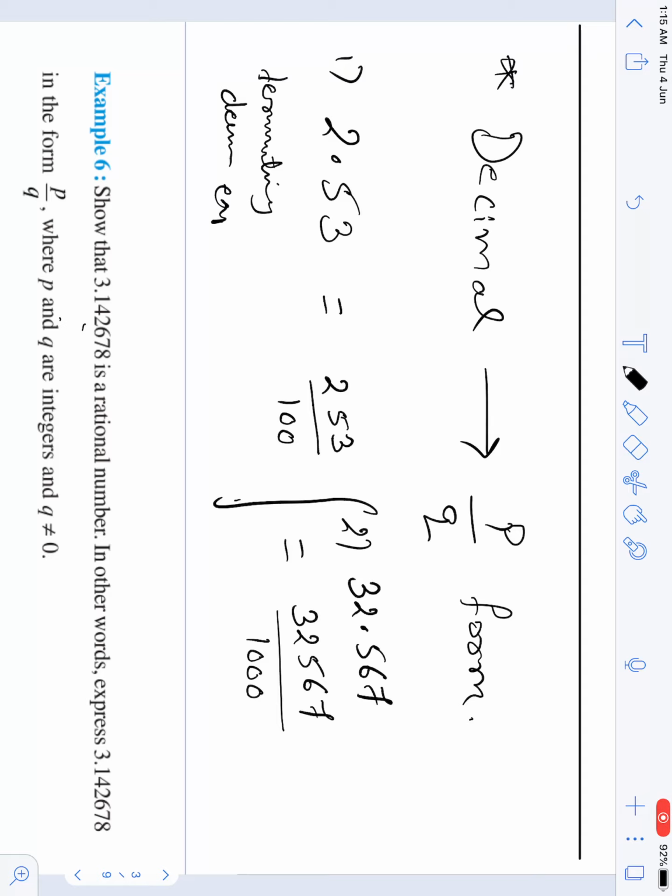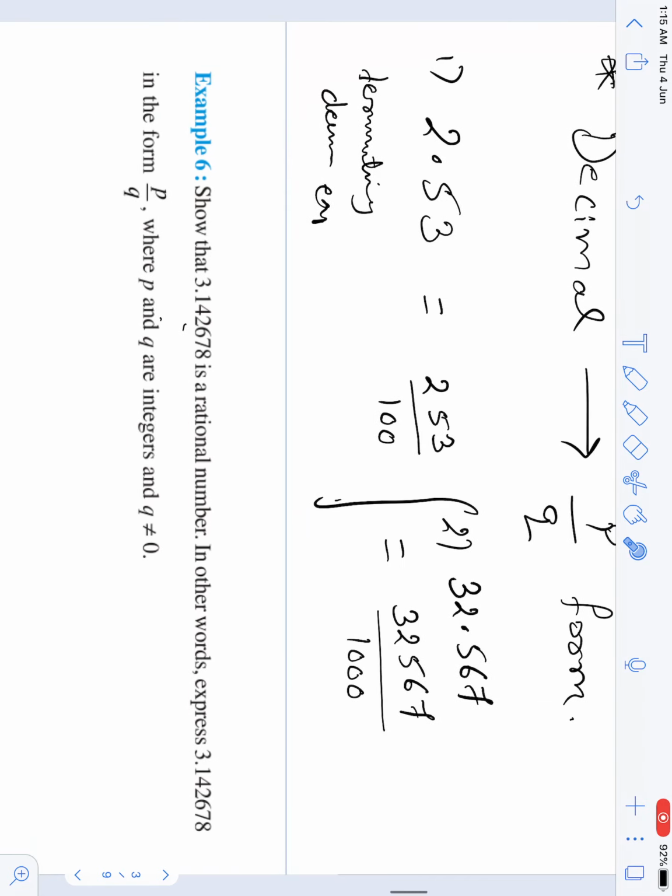Okay, so this is the p by q form of the given decimal numbers. We have written the p by q form of terminating decimal numbers. These both are terminating decimal expansions. But now suppose we have a non-terminating recurring form.